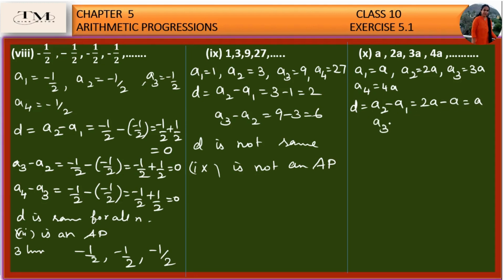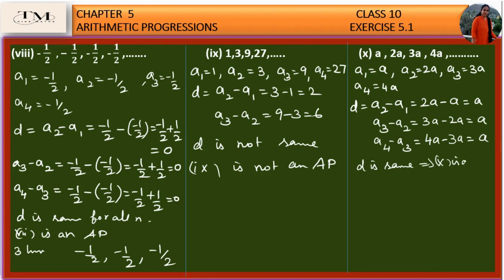Next, A3 minus A2. A3 is 3A minus 2A. So 3 minus 2 is 1, so 1A. Next, A4 minus A3. A4 is 4A minus A3 which is 3A. So 4A minus 3A, 4 minus 3 is 1, so it is 1A. So D is the same. If D is the same, then the 10th problem is an AP.